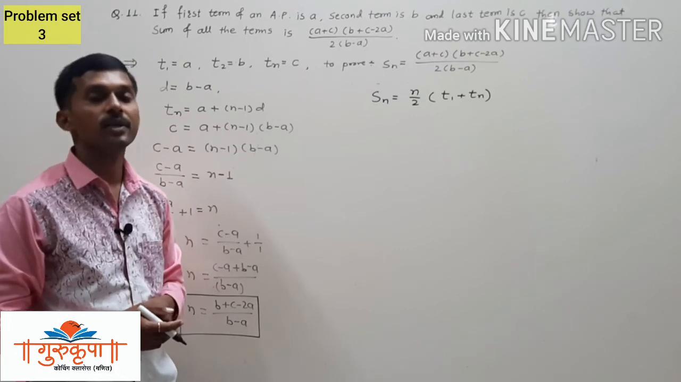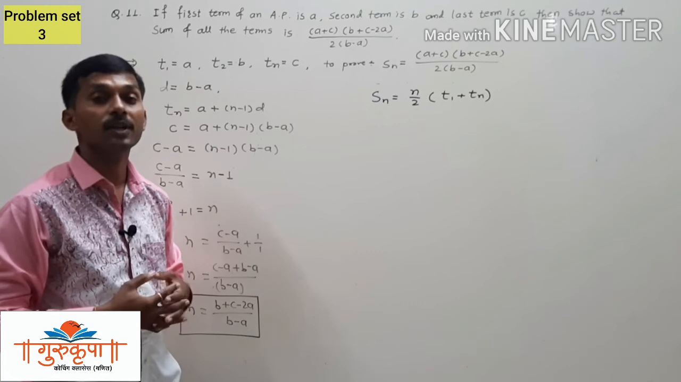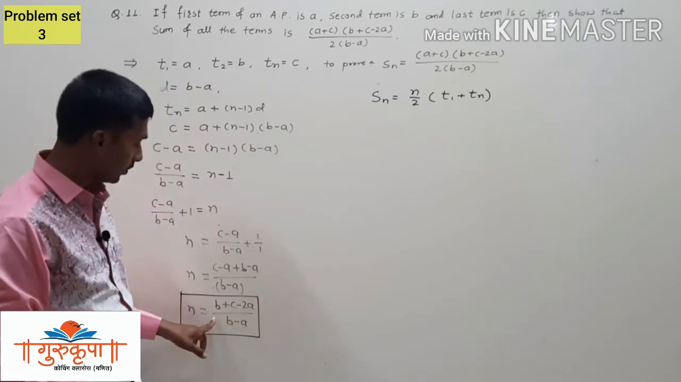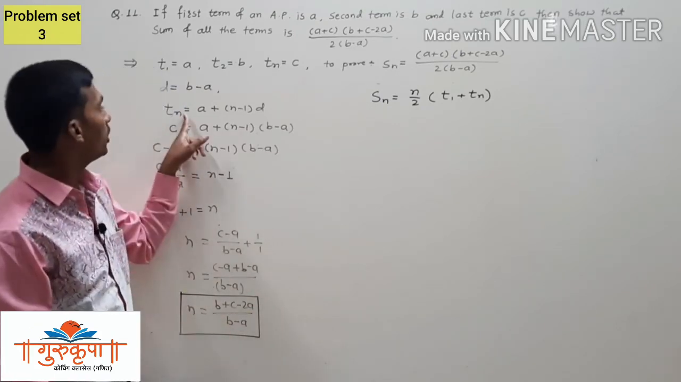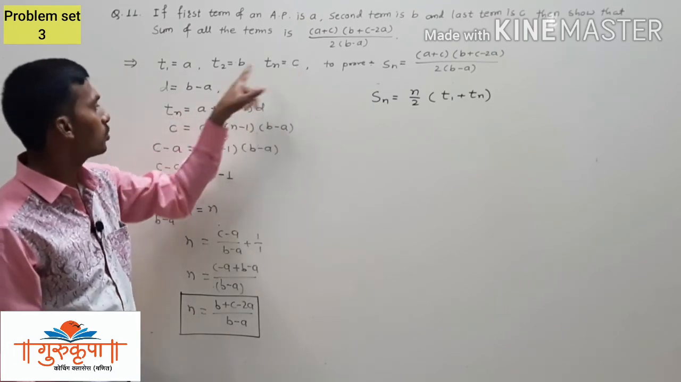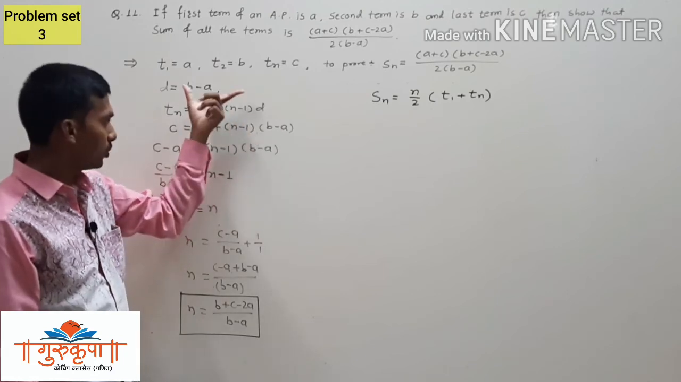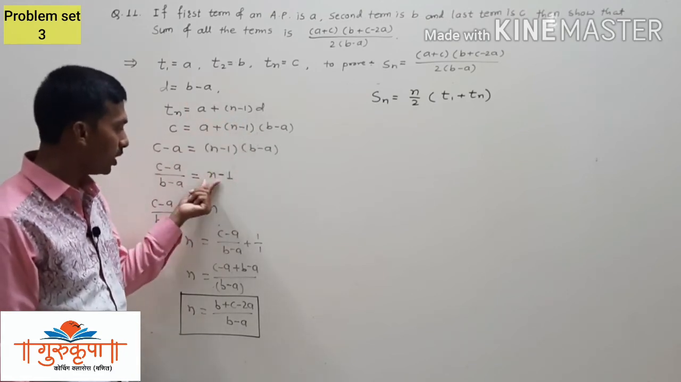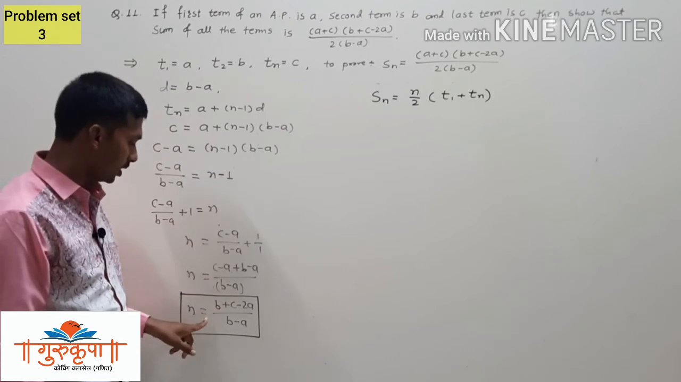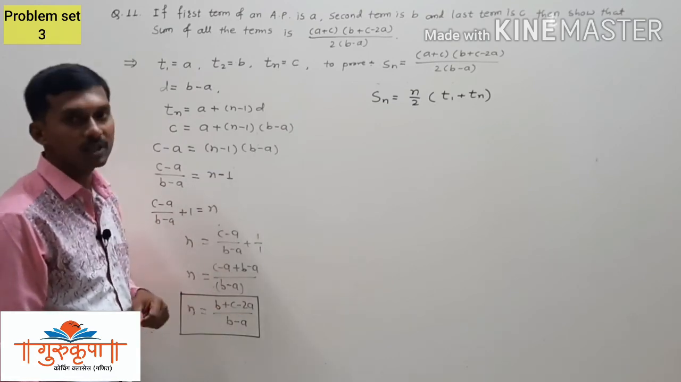It means that we have to find the value of n in the form of a, b and c, and we find that value. How do we find that value? We know the nth term, that is c, so we use the formula for finding the general term of the AP. We put the values there and we find the value of n, that is n is equal to (b + c - 2a) upon (b - a).